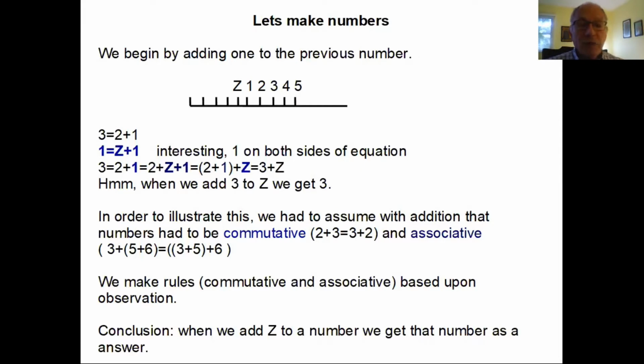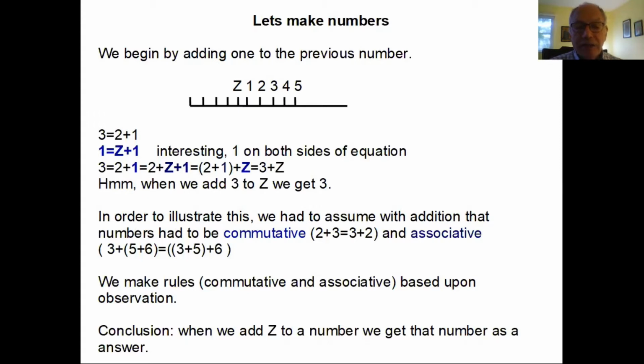So 3 is equal to 2 plus 1, because 2 is the number before 3. Well, then 1 would be equal to z plus 1, because z is the number before 1. We notice that 1 is on both sides of the equation. So if 3 is equal to 2 plus 1, then we could substitute for 1, z plus 1, and we get that's equal to 2 plus 1 plus z, but 2 plus 1 is 3. So we get 3 is equal to 3 plus z. When we add z to 3, we get 3.